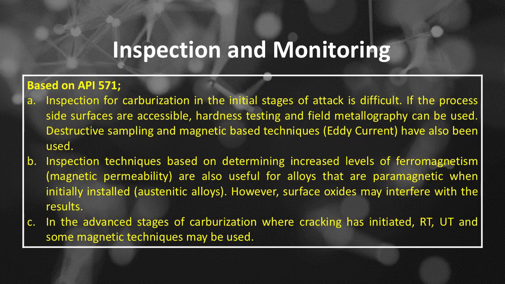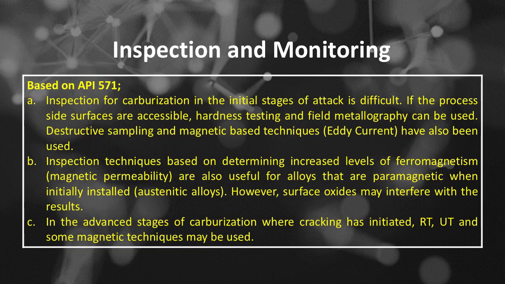Carburization damage inspection and monitoring based on API 571. Number A: inspection for carburization in the initial stages of attack is difficult. If the process side surfaces are accessible, hardness testing and field metallography can be used. Destructive sampling and magnetic-based techniques, eddy current, have also been used.